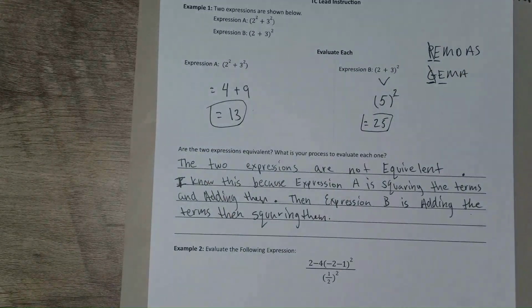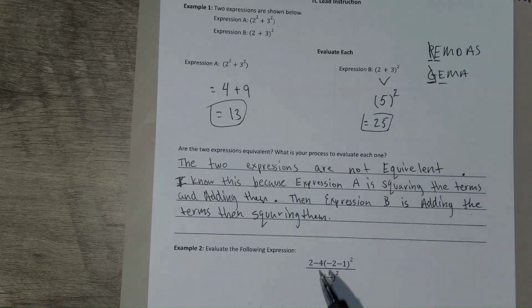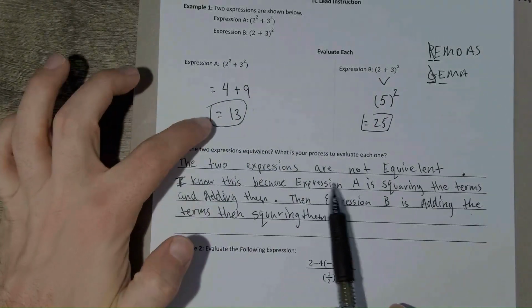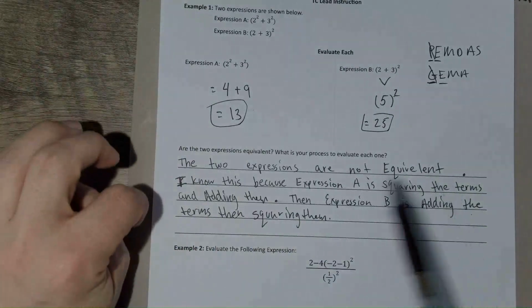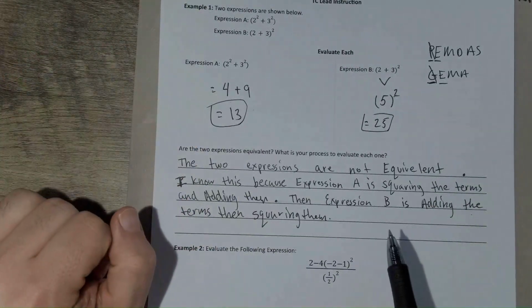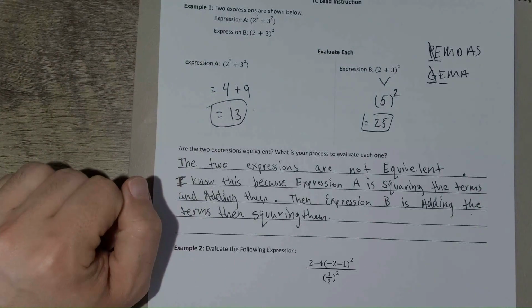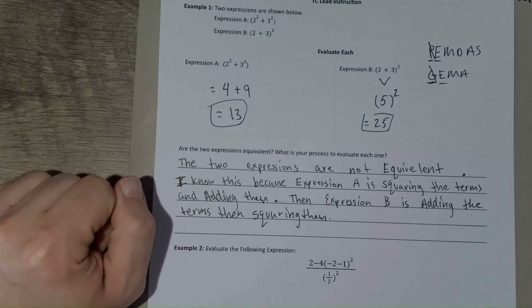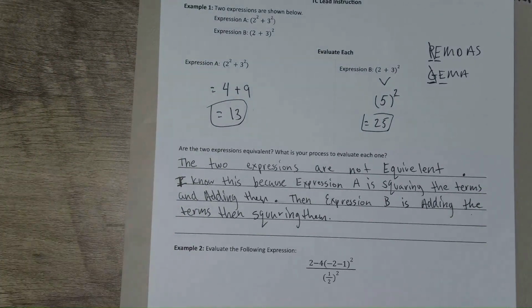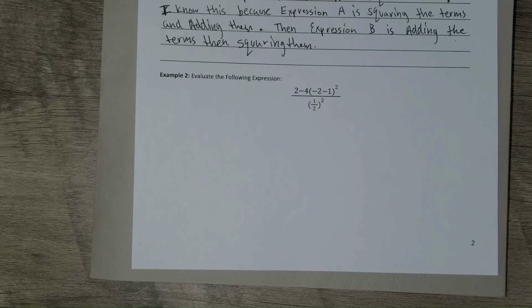And so another way you could have explained your reasoning is you could have said the two expressions are not equivalent. I know this because expression A simplifies to 13 and expression B simplifies to 25. Since they are not equal, it means it's not equivalent. And so let's go to example 2. All right, let's do example 2.